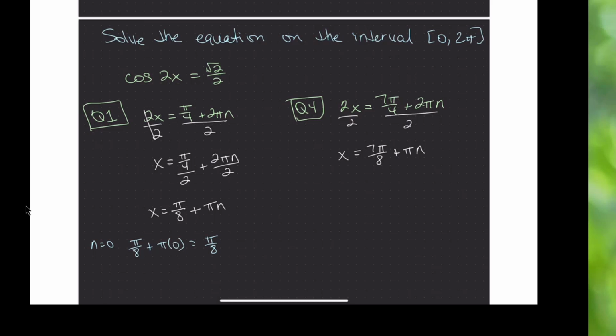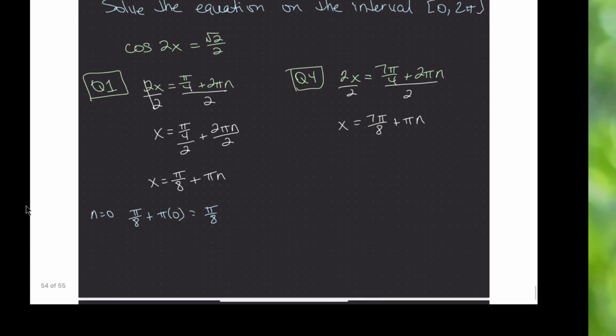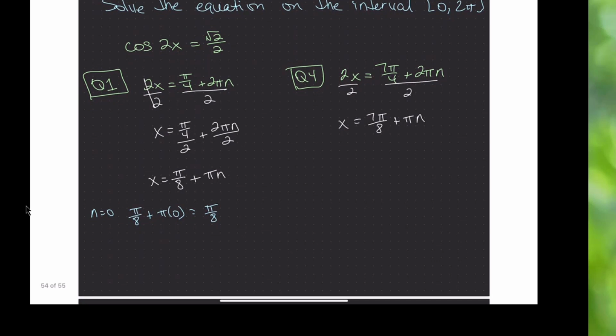Is pi over 8 between 0 and 2 pi? Yep. So we know we have not started going around the circle. What about when n equals 1? That would be going all the way around the circle. So what do we got? Pi over 8 plus, if I plug in 1, I get pi.